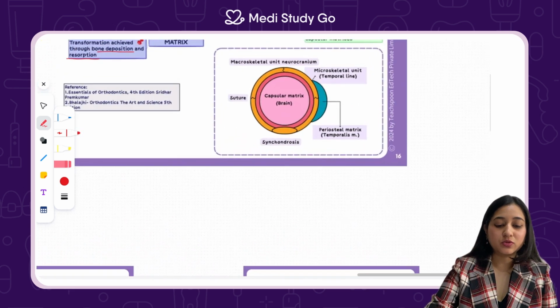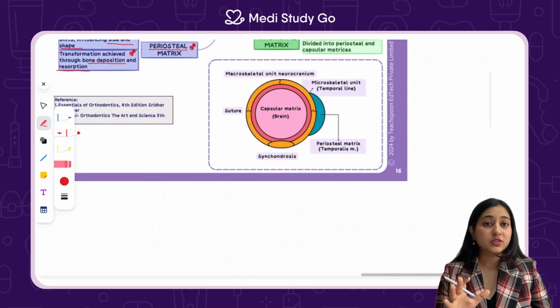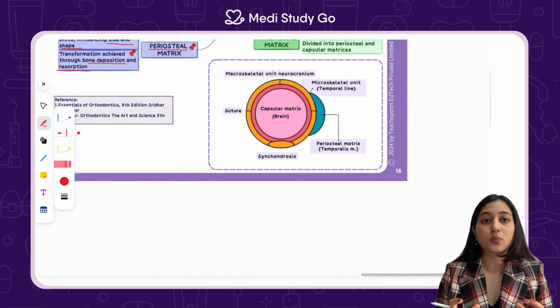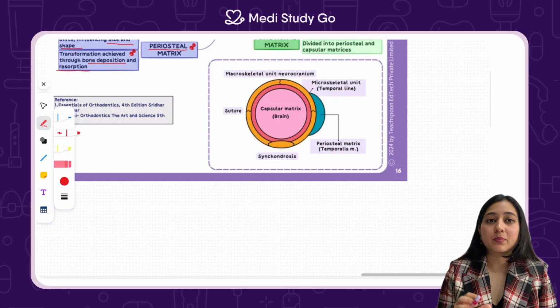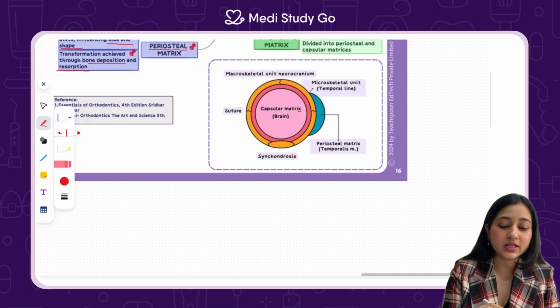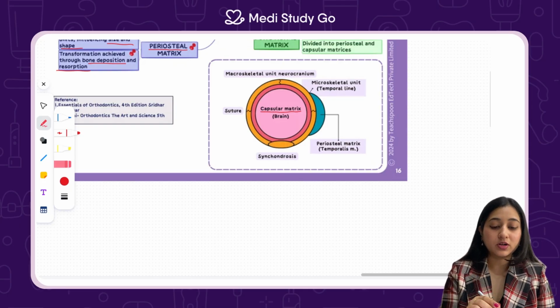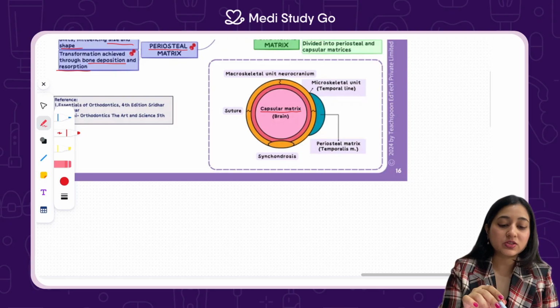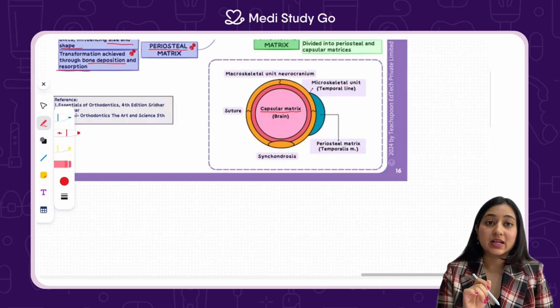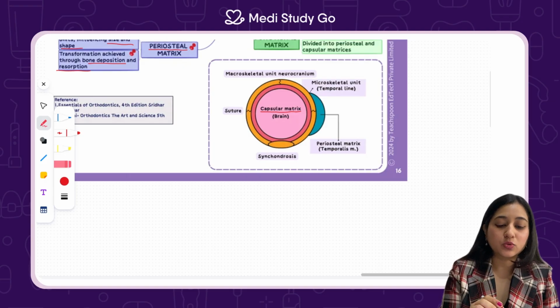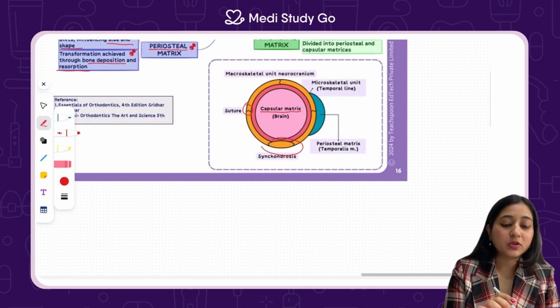Let's see this pictographical representation and you'll understand exactly how this functional cranial component works. We're taking the example of the brain. The brain is enclosed in this capsular matrix over here. Now this capsular matrix is surrounded by the macroskeletal as well as the microskeletal units. The macroskeletal unit and the microskeletal unit contain different sutures as well as synchondrosis, which is present in the cranium. Then we have the example of the microskeletal unit, which is the temporal line.